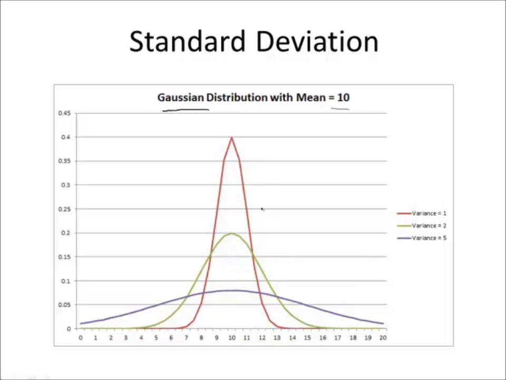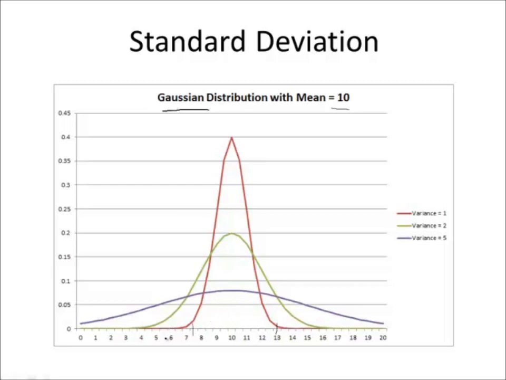So as I mentioned in the previous slide, the variance is simply the square of the standard deviation. So you can just think of this as the red one having the lowest standard deviation and being the least volatile, this one being in the middle, and this purple one having the highest standard deviation and being the most volatile. So what we can see here is that in the case of the red one, it's highly likely that the values will fall between around 7 and around 13, right?